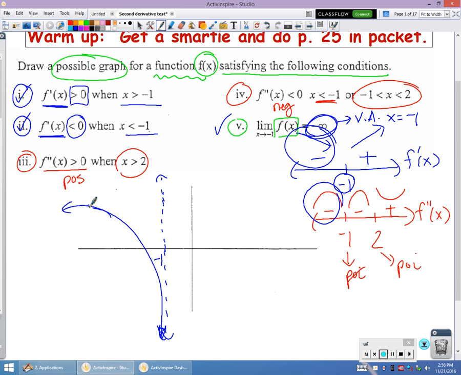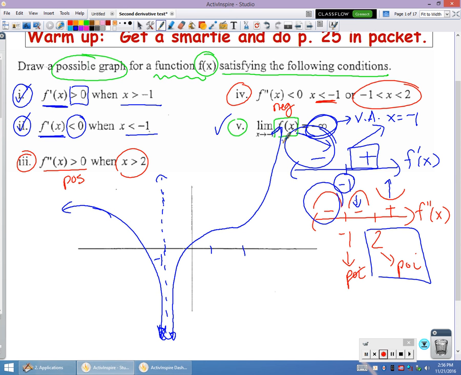At x equal to 2, I've established that I have a point of inflection. To the left of 2, the graph is concave down, and to the right of 2, the graph is concave up. But at the same time, I'm supposed to have a function that is increasing. So there's -1, there's 2. So my graph is going to come from the vertical asymptote, travel to 2, and then my concavity needs to change so the function flattens out and continues to increase.